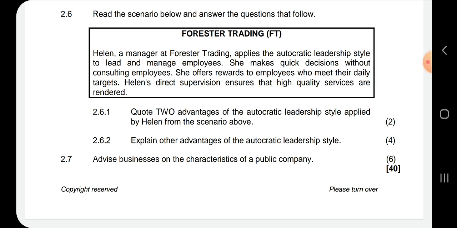And then 2.7 says, advise businesses on the characteristics of a public company. What are the characteristics of a public company? What is a public company? That's how you write it.